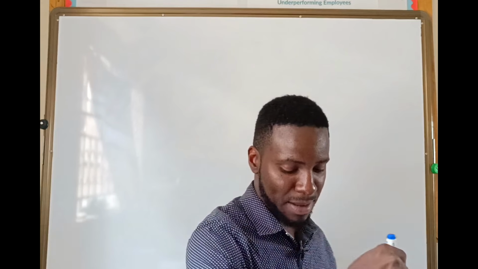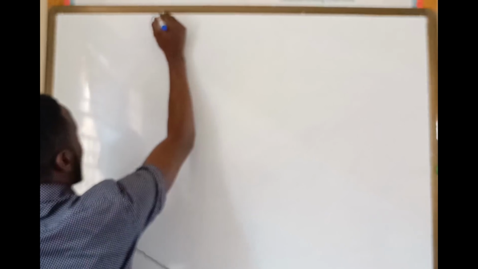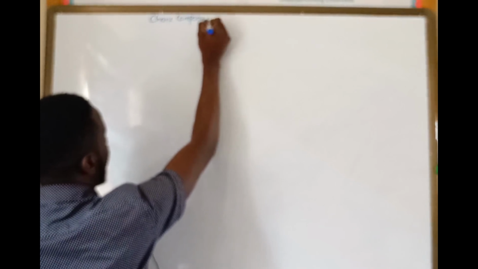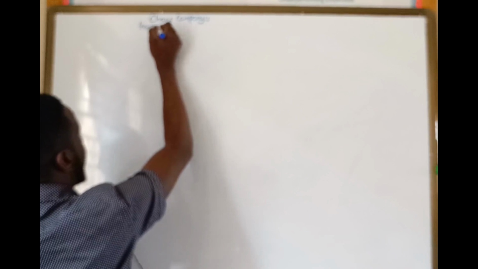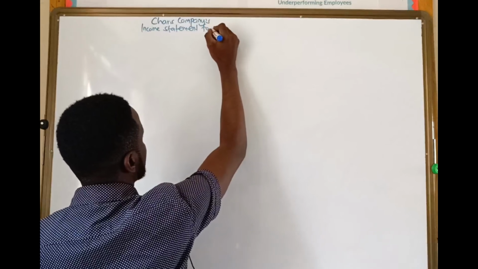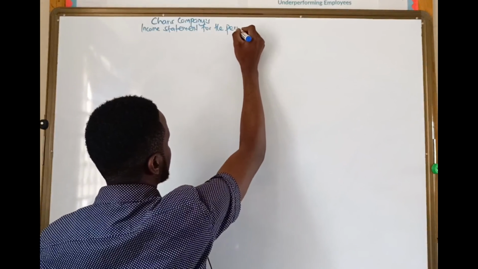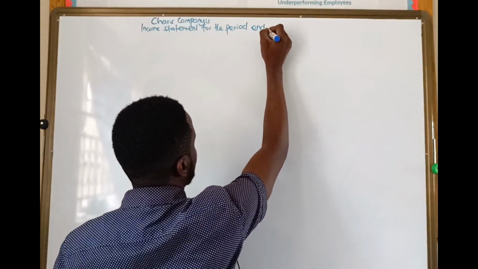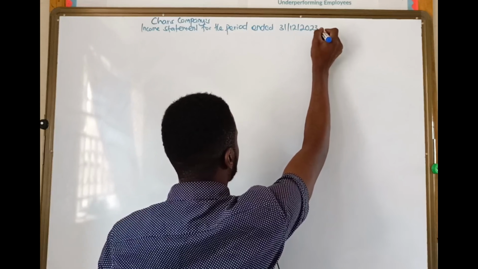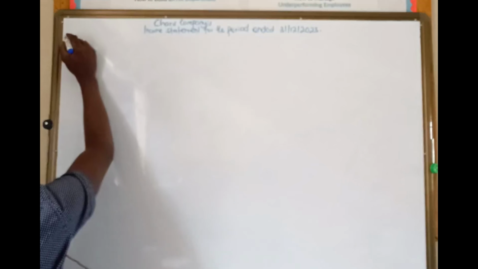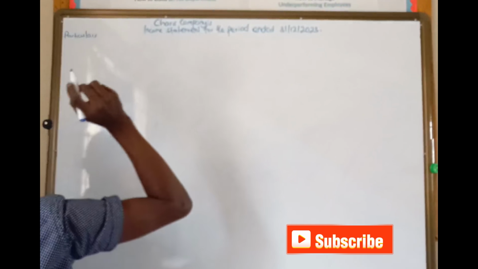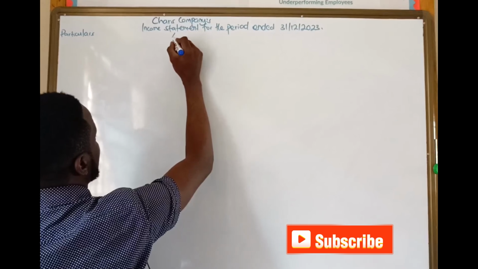So we start by saying Caris company's income statement for the period ended 31st December 2023. Then we shall have our particulars here. We shall have our amount.